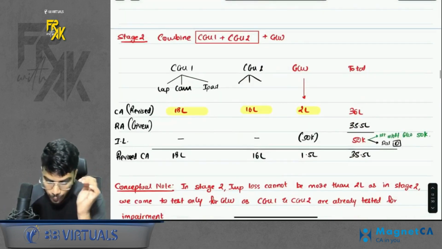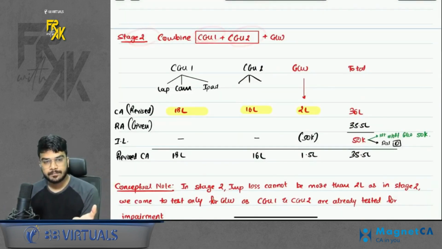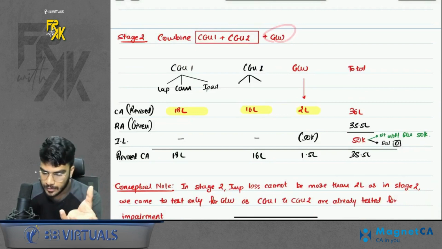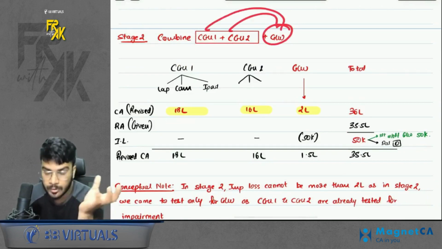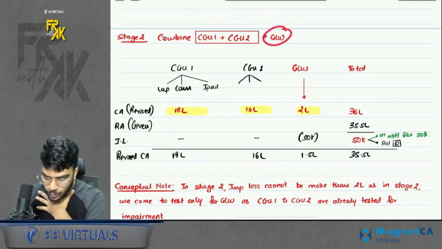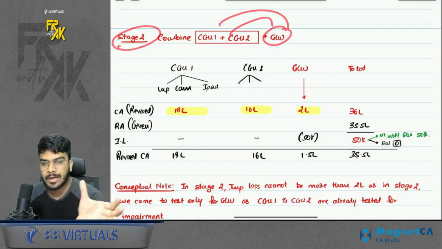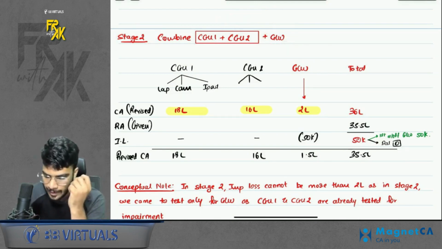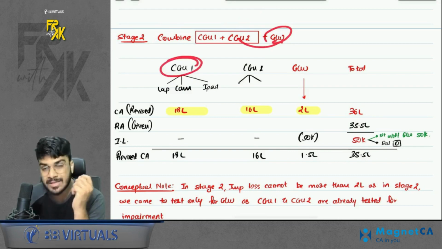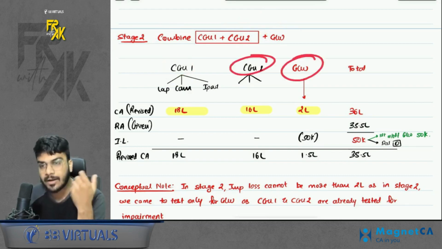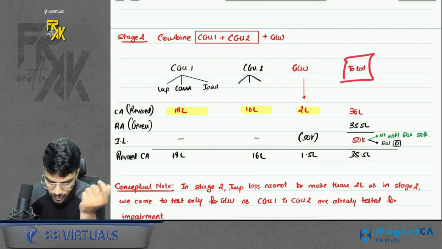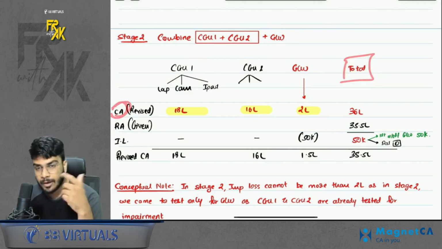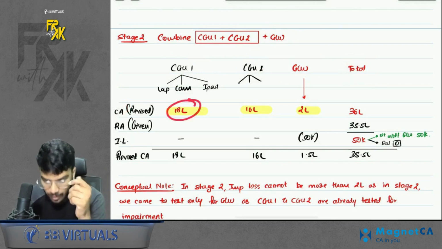Then you will combine CGU1 and 2. Then add goodwill. Why? See, goodwill's individual allocation is not available, but we know now goodwill benefits both of them. So in stage 2, what we will do is we will take CGU1, we will take CGU2, combine both of them and add goodwill to it. So we took CGU1, we took CGU2, we added goodwill, we got the total, right? So when you get the carrying amount, how will you get the carrying amount? Copy the carrying amount from stage 1.